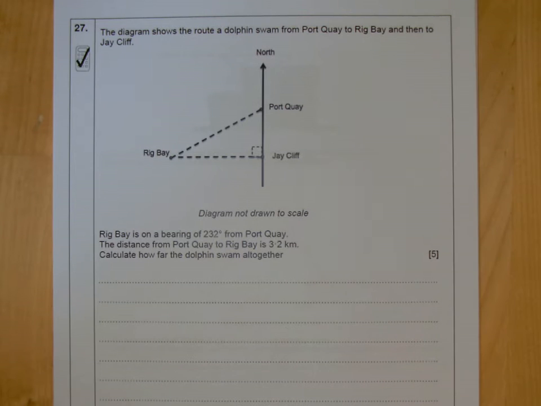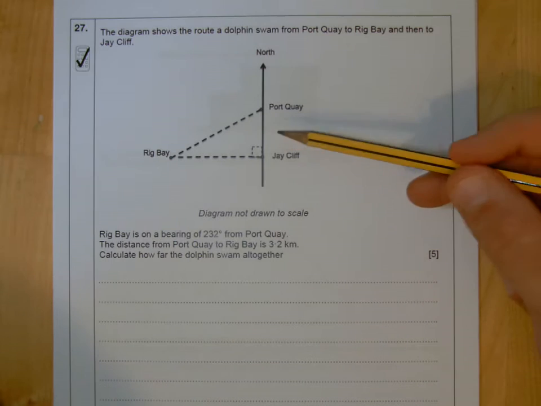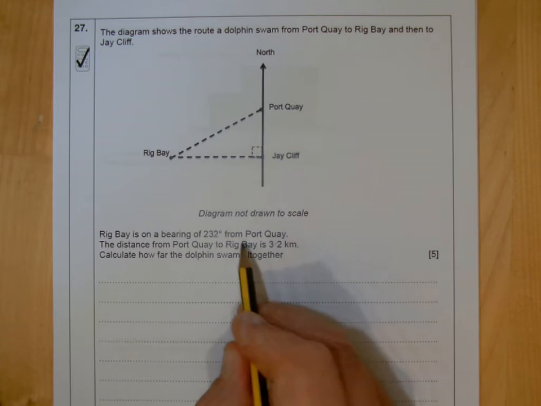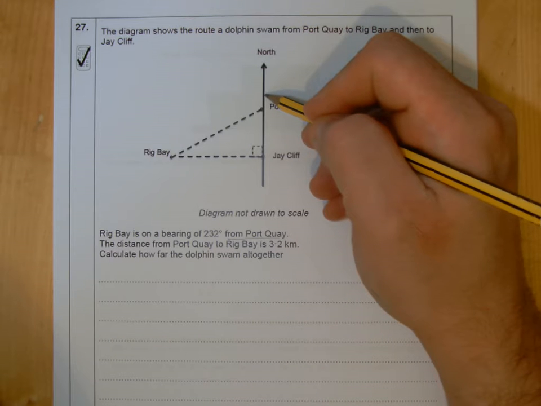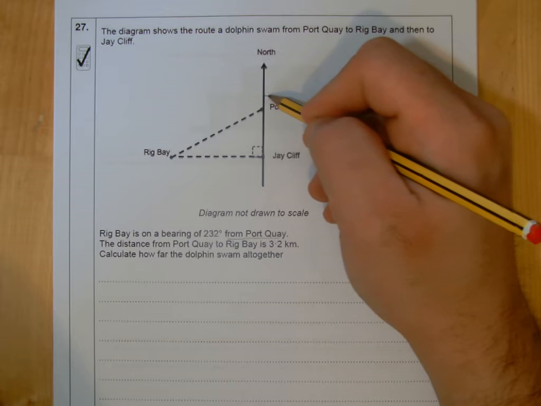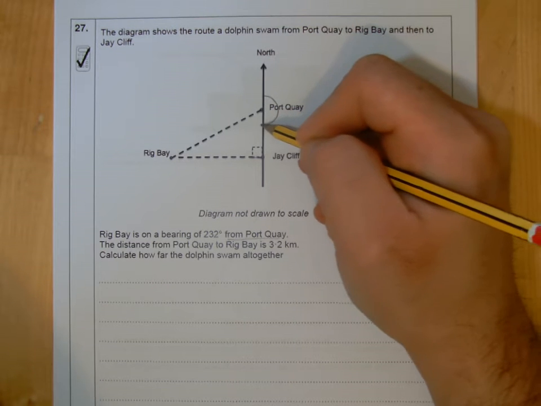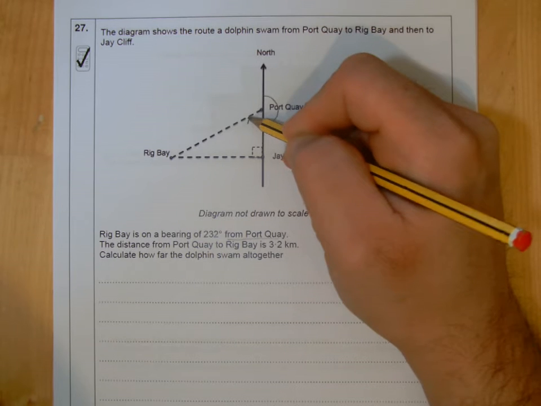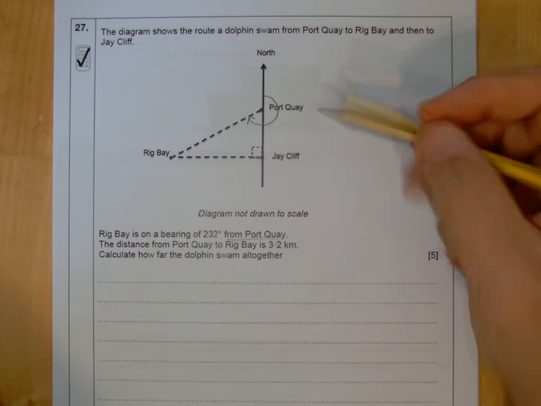And that's going to help us with this question, because with a bearing, you look at where it's measured from, so from Port Key, and of course you always go from the north direction, clockwise. So this angle here of 232 tells us the direction of Rig Bay from Port Key. It's on a bearing of 232.